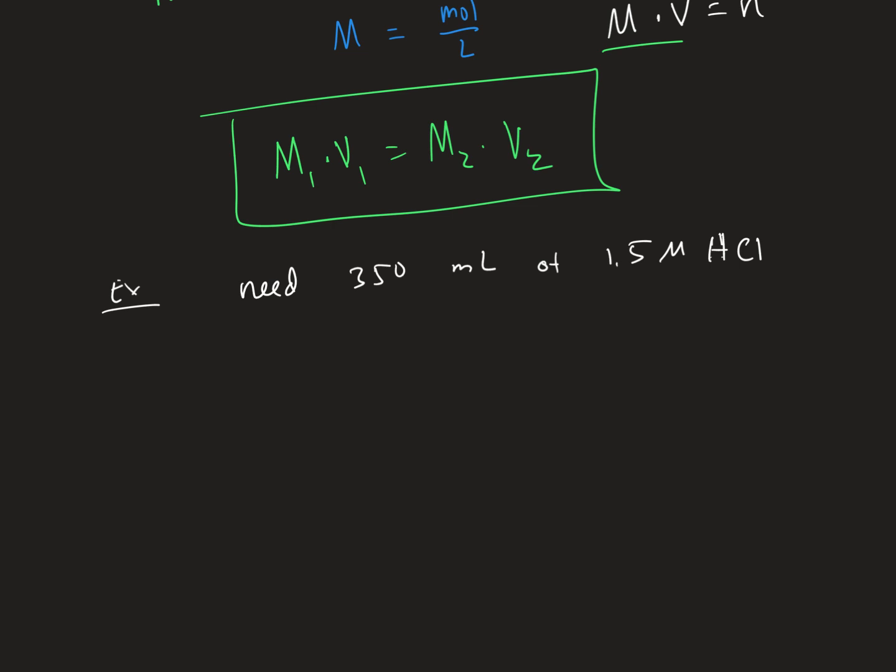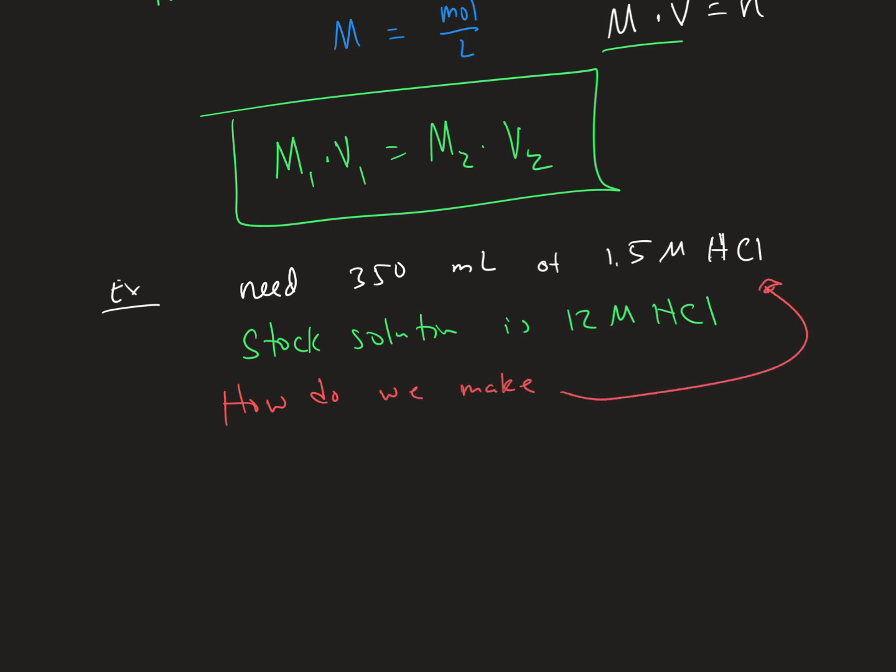I always start with hydrochloric acid because this is the only one I really have to do at my high school. Okay. So we go to the stock room, and the stock solution is 12 molar concentration of HCl. Question is, how do we make that?